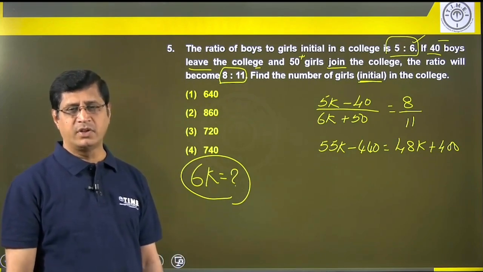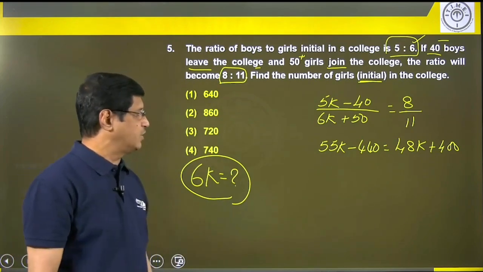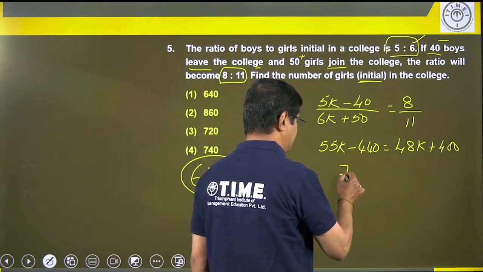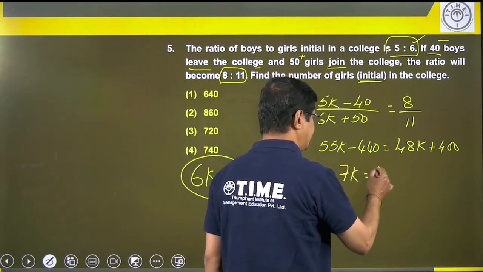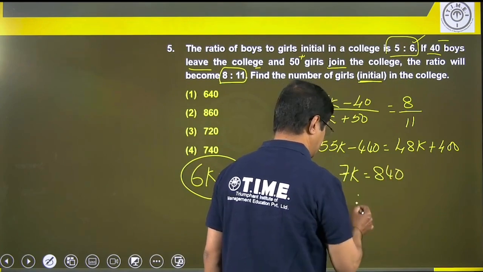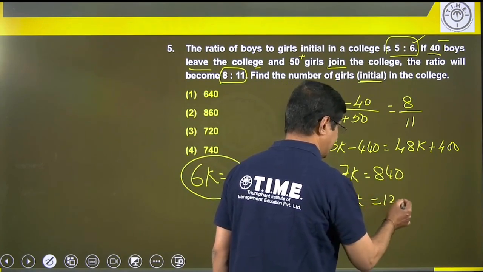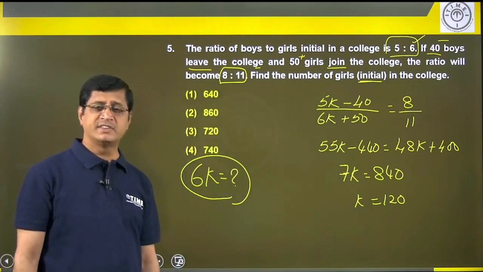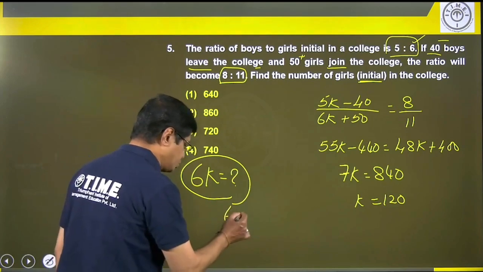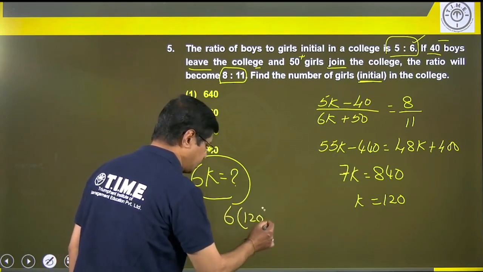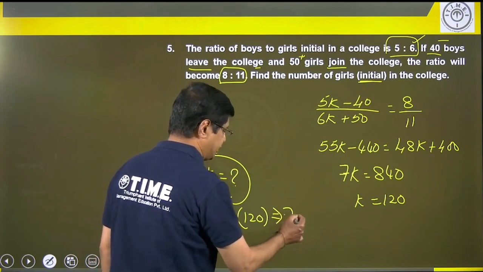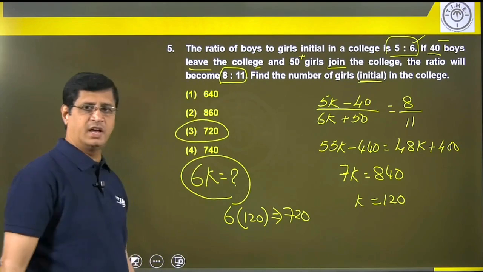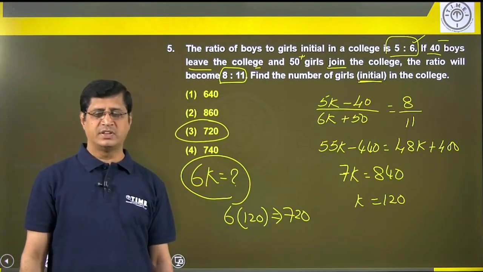Simplify by taking K on one side, numbers on the other side. 55K minus 48K, that is 7K. The value of 7K is equal to 840. Now K is equal to how much? 120. What to find? 6K value. So 6 times 120, that is 720. Answer choice option 3. Third choice is the correct option for this question.